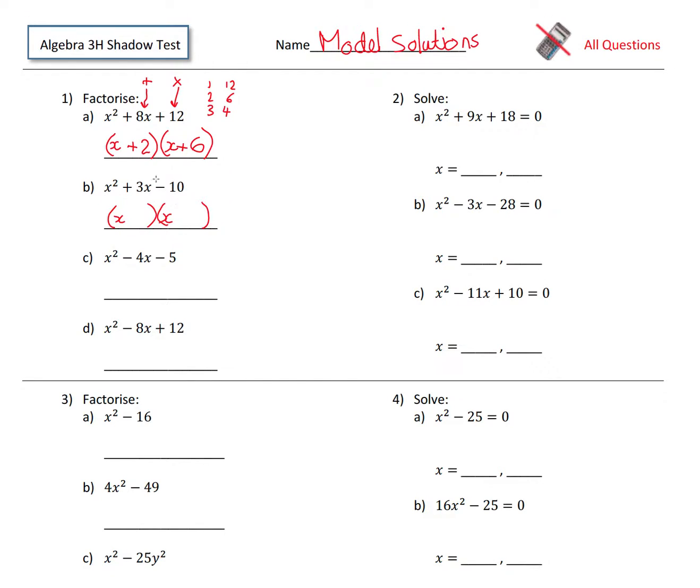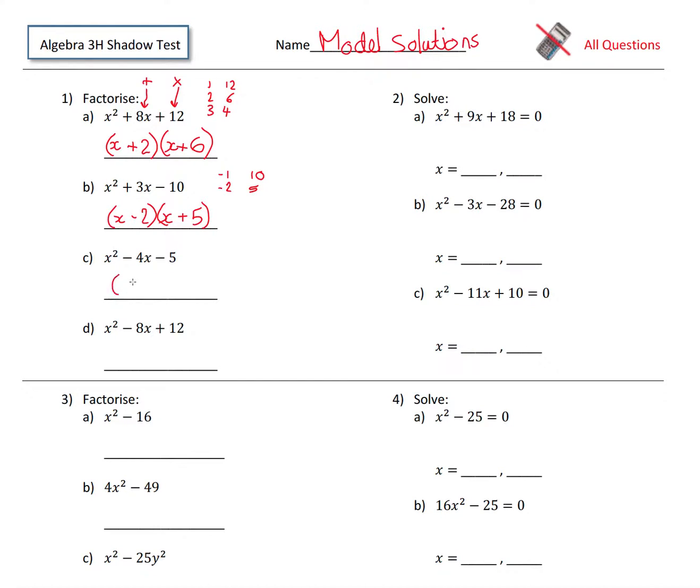Okay, negative 10. Let's think of the factors. We could have negative 1 and 10, negative 2 and 5, and that's it. The only other thing we could do is give the negatives to these values and keep these ones positive. Now, which of these makes positive 3 when we add them together? It's this last one. So the answer is x minus 2, x plus 5.